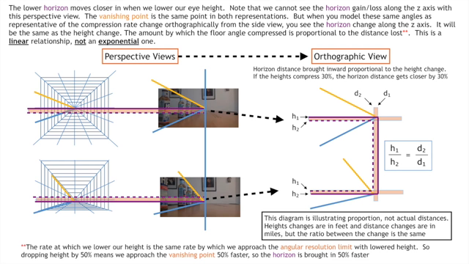The amount by which the floor angle compressed is proportional to the distance lost. That is essentially the bottom line. And this is a linear relationship, not an exponential one. So again, our perspective view here is on the left with our potential transversal and orthogonal lines in our horizontal eye line, and the descent and ascent rates represented in yellow and blue along the bottles. With an orthographic view, looking over here on the right, if the height's compressed 30%, the horizon distance gets closer by 30%.